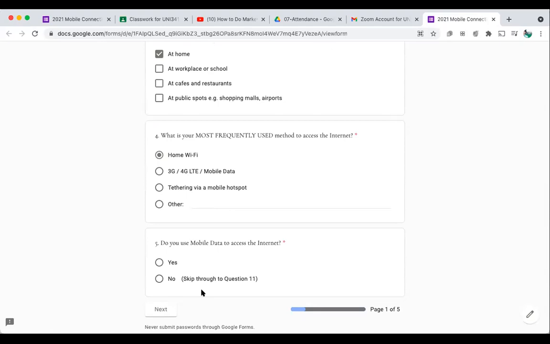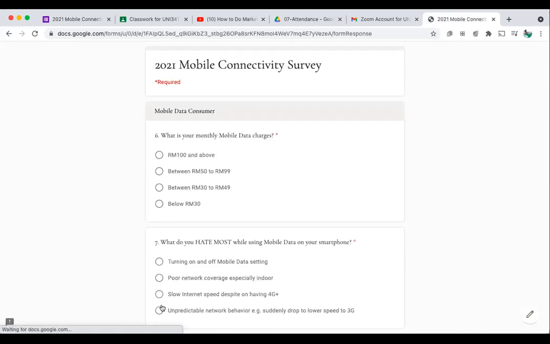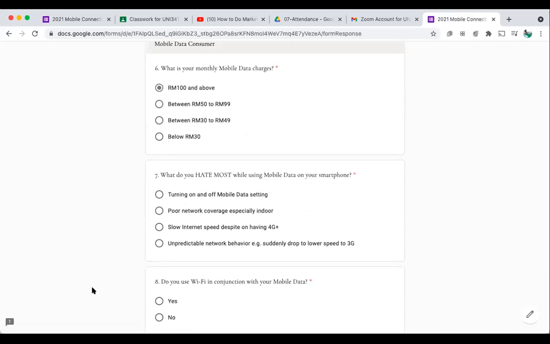Do you use mobile data to access the internet? Obviously, yes, right? I also do have my 4G data. Okay, what is your monthly mobile data charges? So I pay more than 100 just to get unlimited plan. What do you hate most while using mobile data on your smartphone? Turn it on and off.